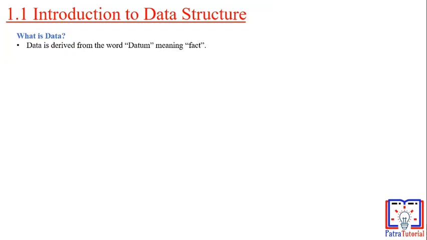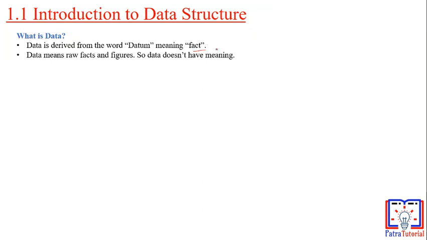So the word data is derived from the word called datum, okay, which means fact. Datum means fact. Second point is data means raw facts and figures which doesn't have any meaning.